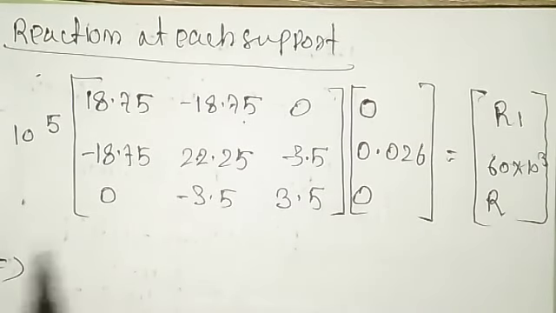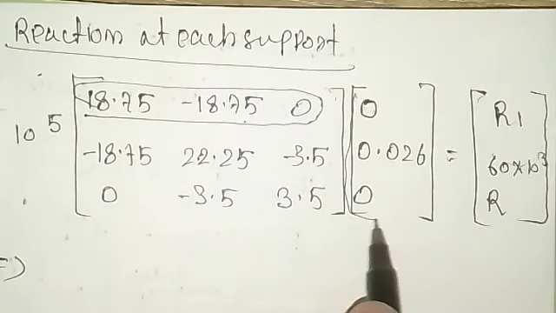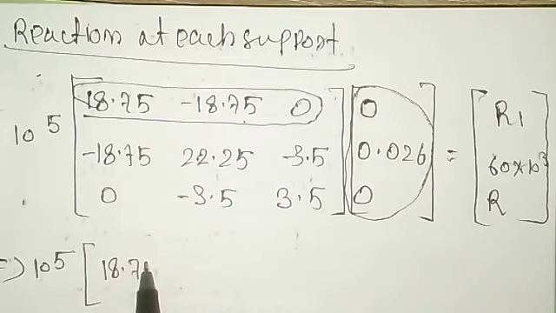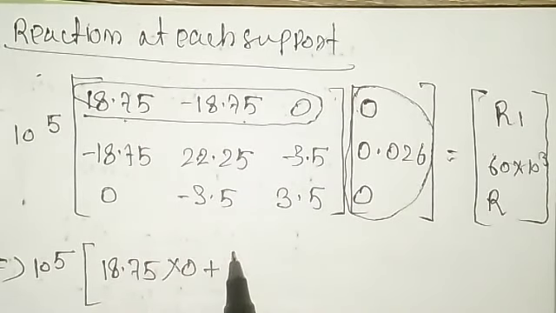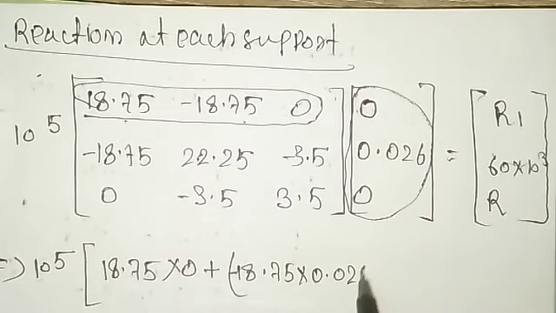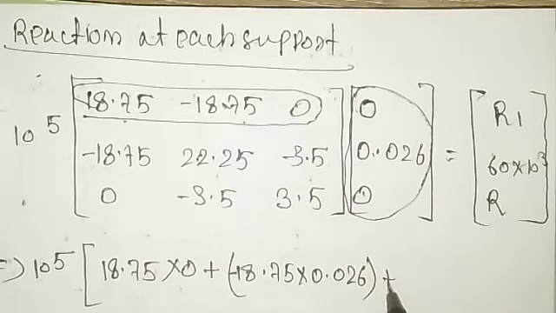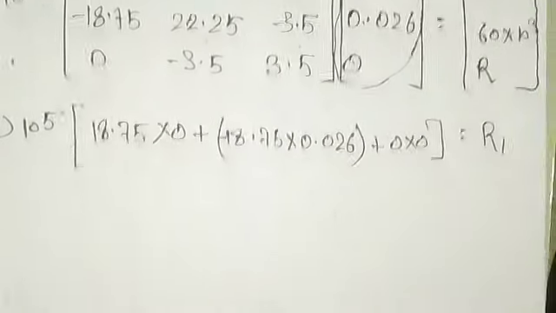So for R1, simply you have to take this whole row with this column, right? That means 10 to the power of 5 will be common, and this is 18.75 into 0, plus minus 18.75 into 0.026, plus 0 into 0. This is equal to R1. So you can simplify and get that answer.